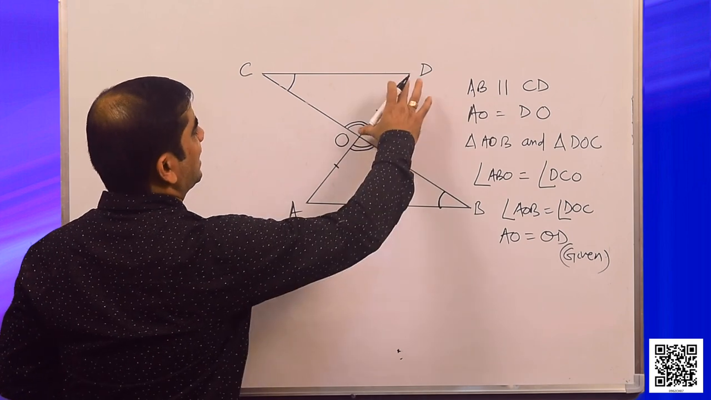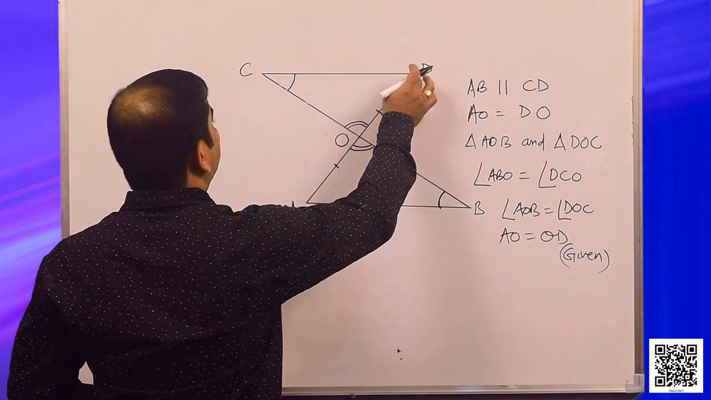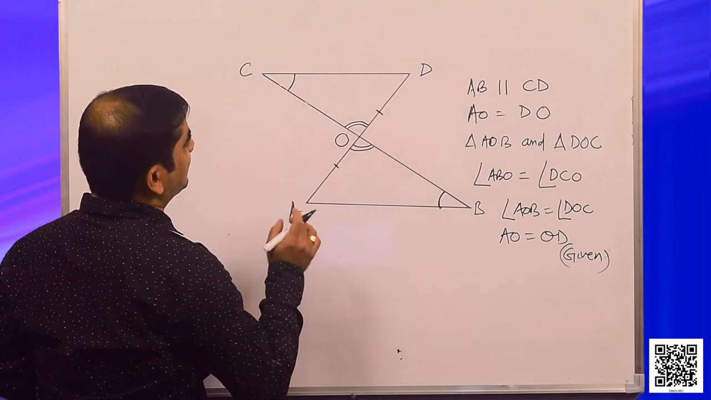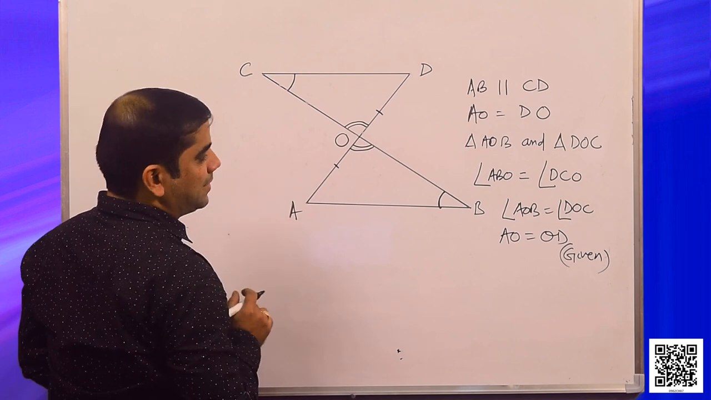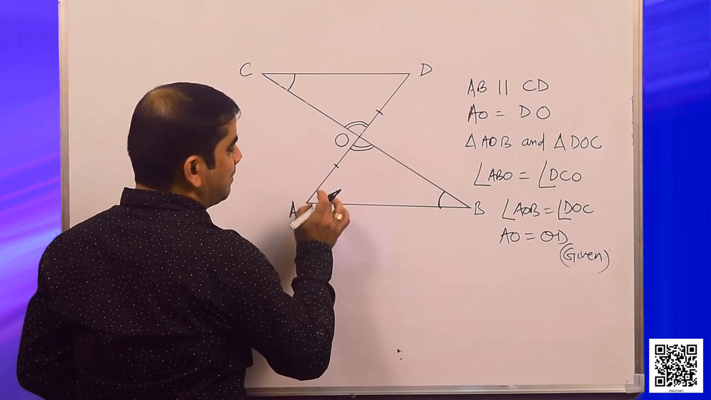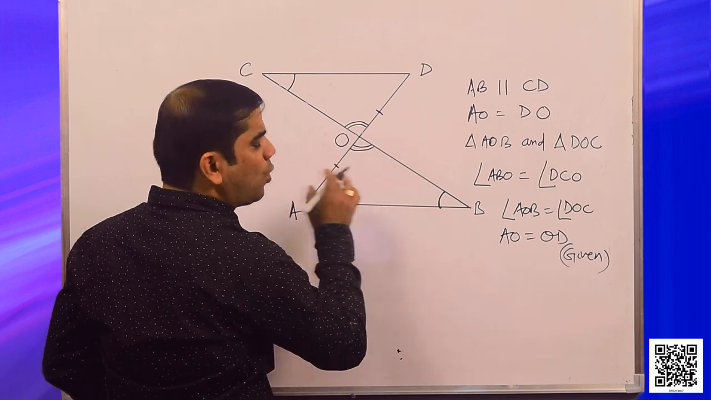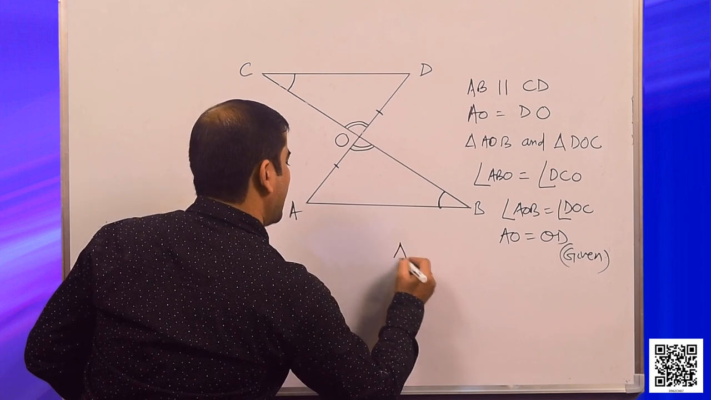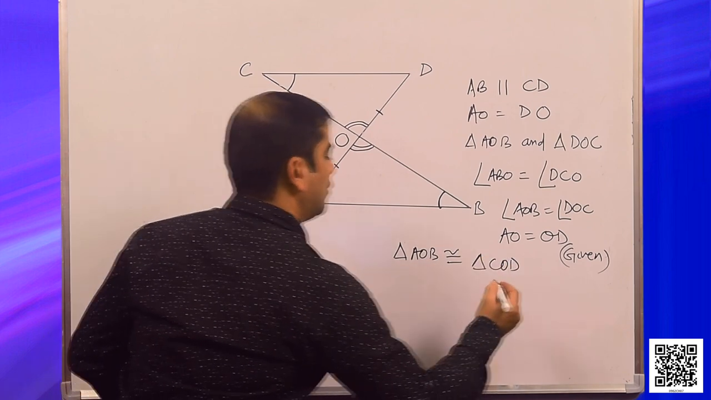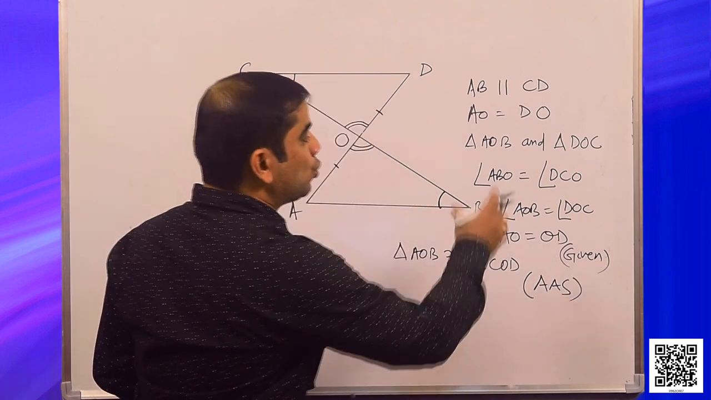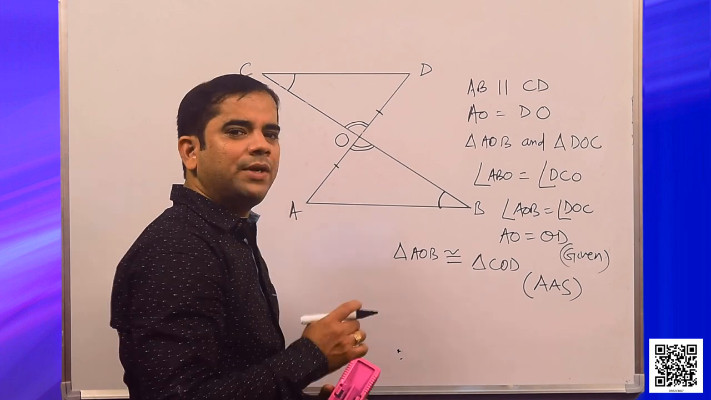You can clearly see that OD is one of the arms of angle COD, but it is not the included side for angles DCO and DOC. So, this is a corresponding side to angles DCO and DOC. In the same way, in triangle AOB, AO is a corresponding side to angles BOA and ABO. So, we have found that triangle AOB is congruent to triangle COD. By which congruency? Angle angle side: two angles and a pair of corresponding sides are equal. So, these two triangles are congruent to each other.